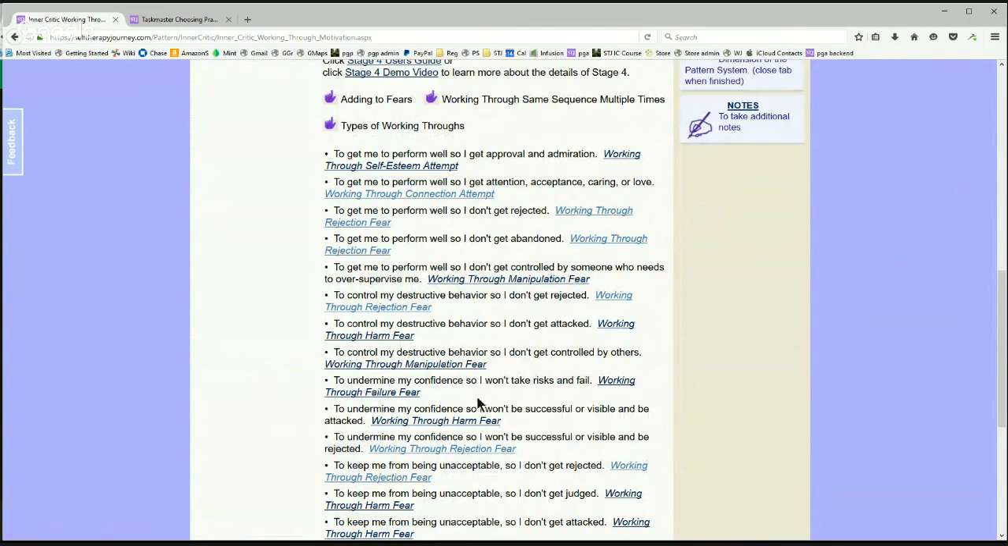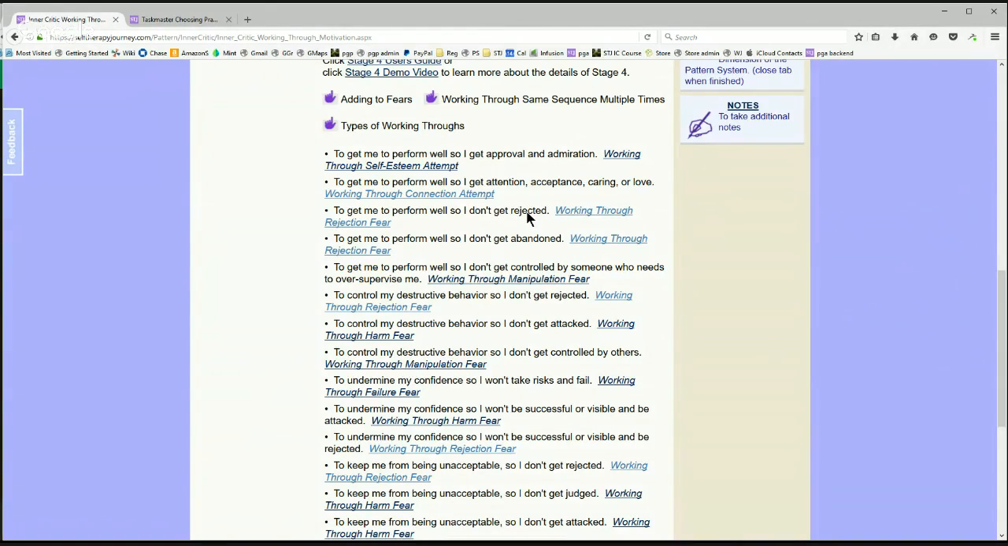This is similar. You get the list of all the fears and underlying motivations that you chose in stage 1 for this pattern. But because this is stage 4, each of these leads to a place where it helps you to work through the fear or other underlying motivation. So I'm going to take this one just as an example, because remember I said there was the fear of being rejected. So look, here's the one: it wants to get me to perform well so I don't get rejected.